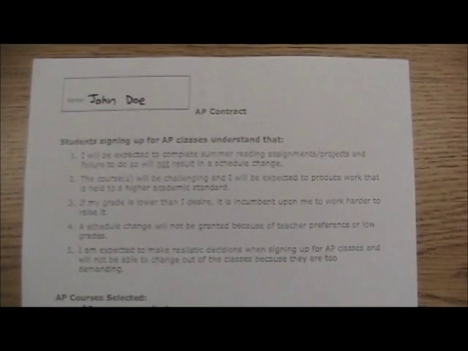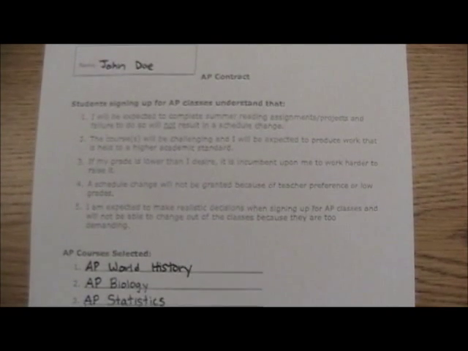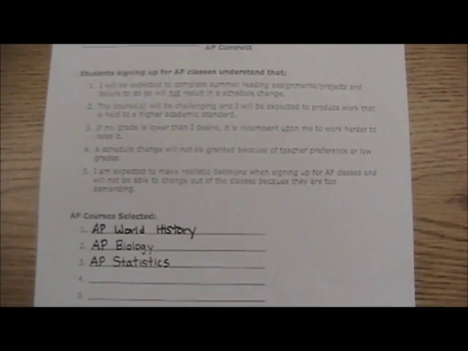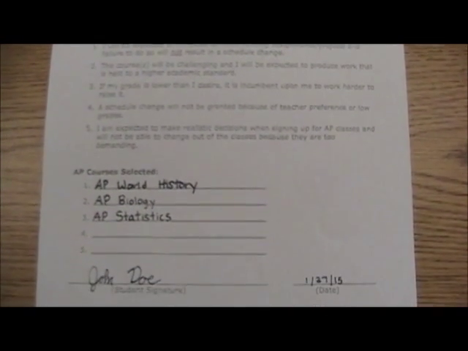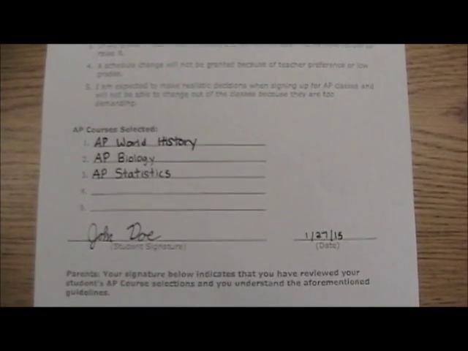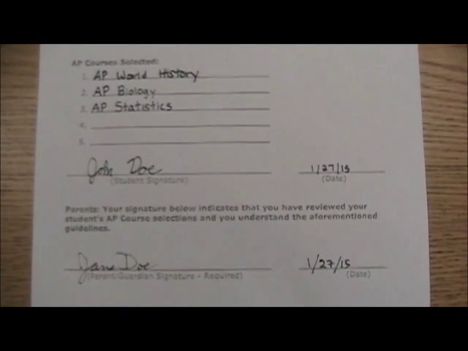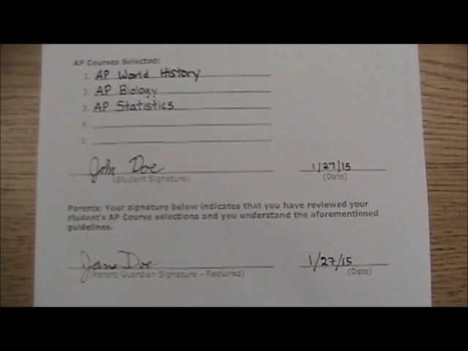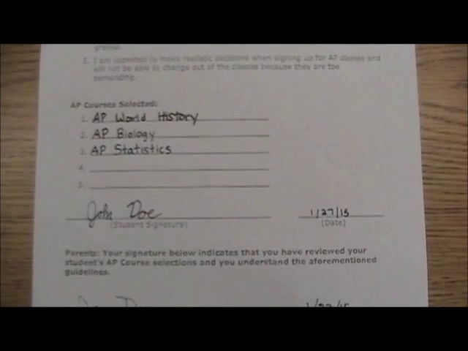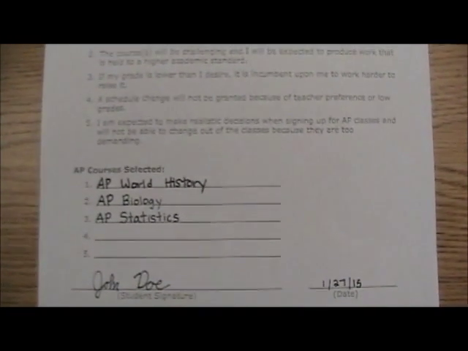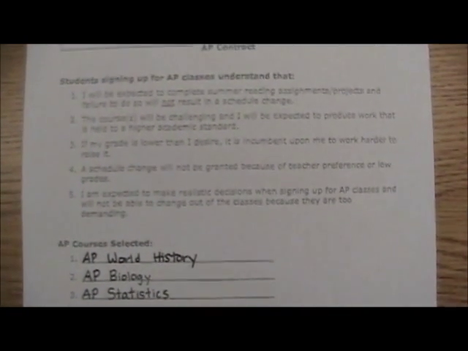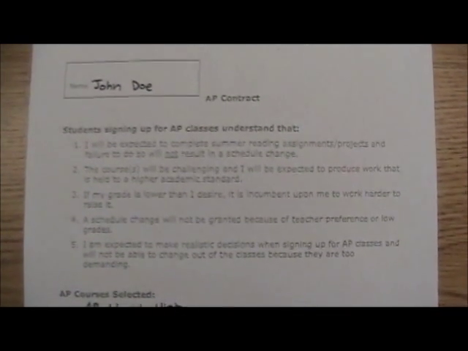On the AP contract, you must list all AP courses you wish to take next year. Don't forget, we need your signature and your parent or guardian signature. By signing this contract, you are agreeing to do all required work and accepting responsibility for your performance in the class. A change out of an AP course will not be granted because of a teacher preference or low grades. Please keep this in mind when selecting AP courses.